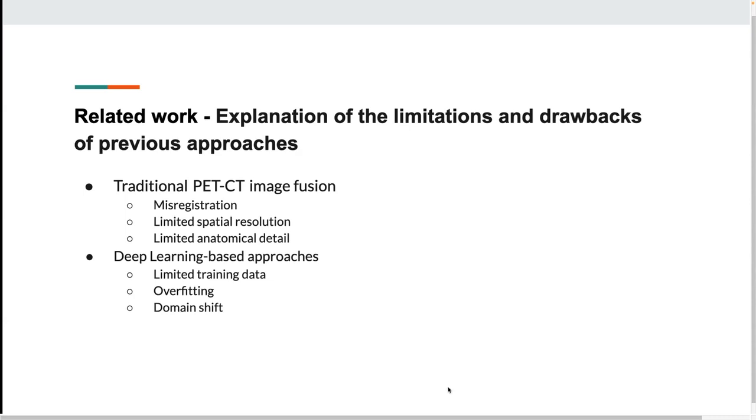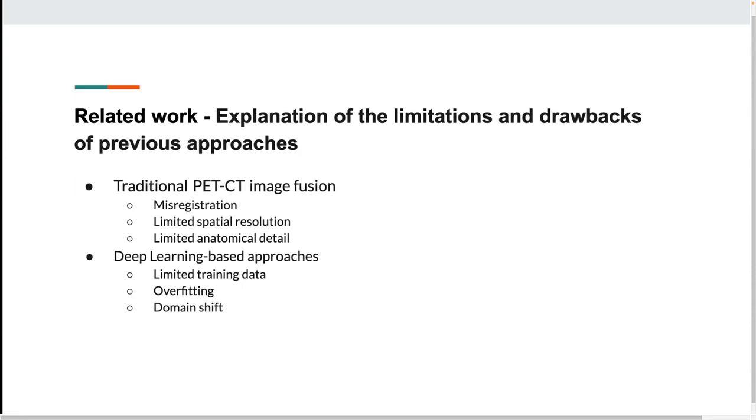The second drawback of the traditional PET-CT image fusion is the limited spatial resolution. PET images have lower spatial resolution compared to CT images, which can limit the accuracy of the fusion. This can be particularly a problem in areas with complex anatomy, such as the head or the neck.